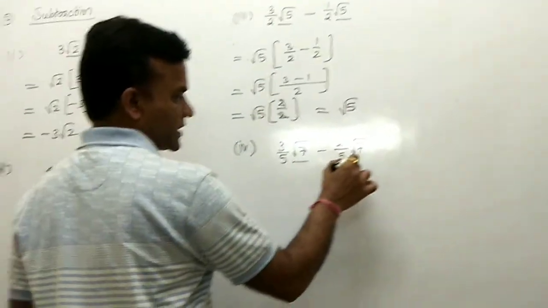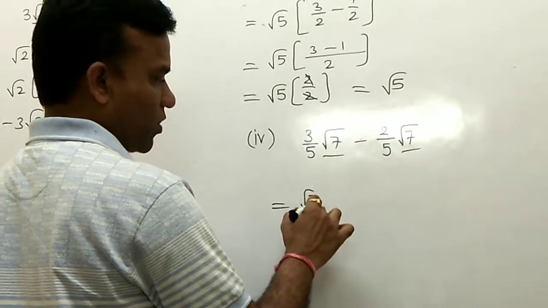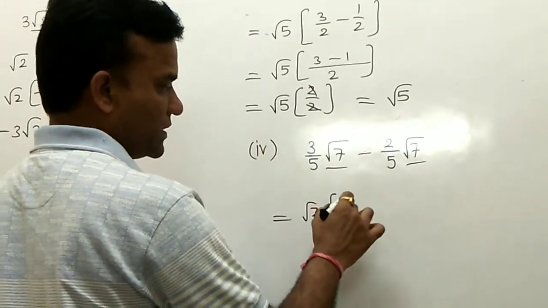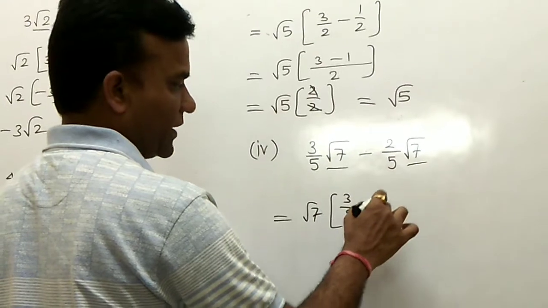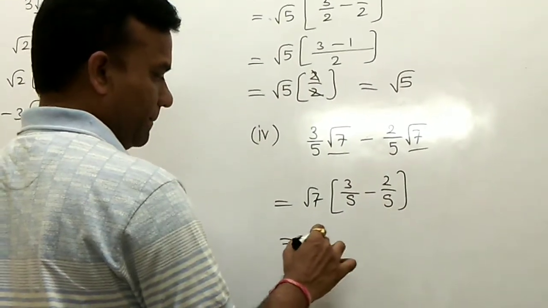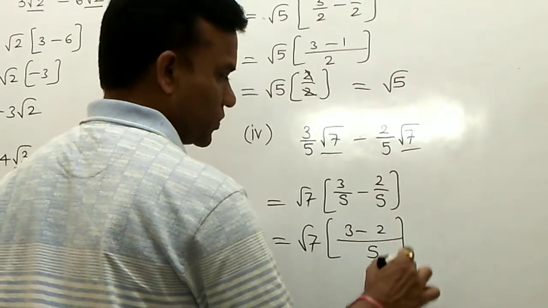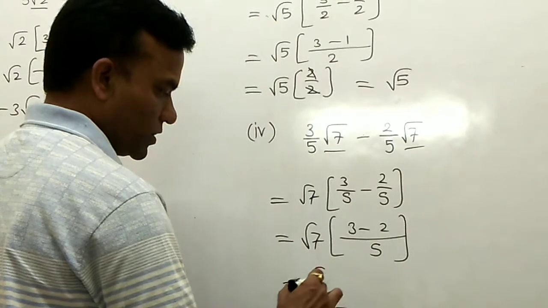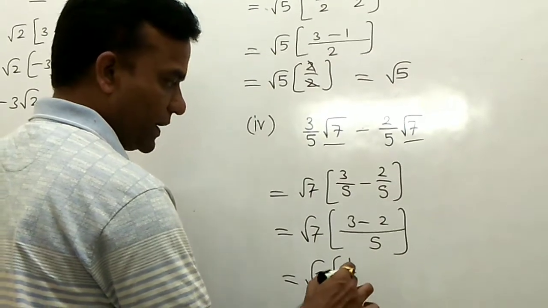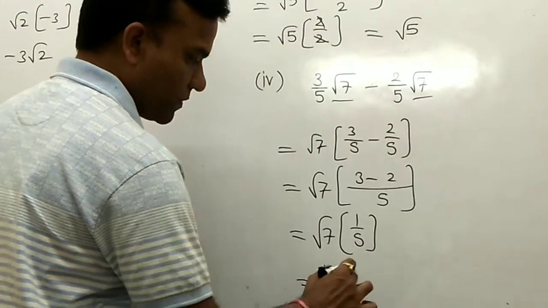Similarly again this question has fractions, where both are different and one is common, root 7, so you put the common again outside and then the rest of the value you write down in a bracket, and now again you have the LCM. Your LCM is 5 and then 3 minus 2, so you have root 7 and 1 by 5, so the answer is 1 by 5 root 7.